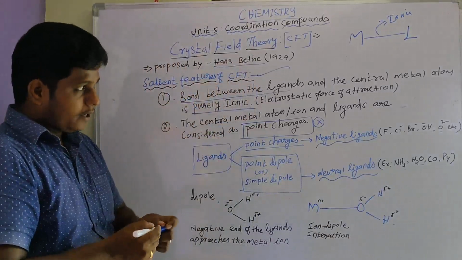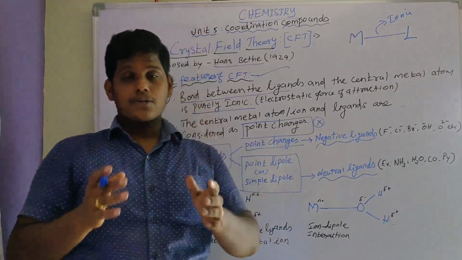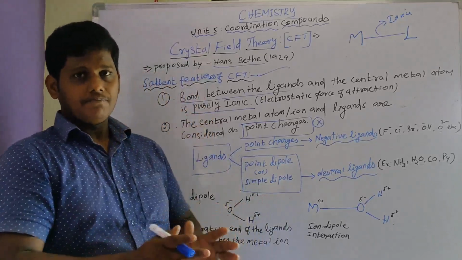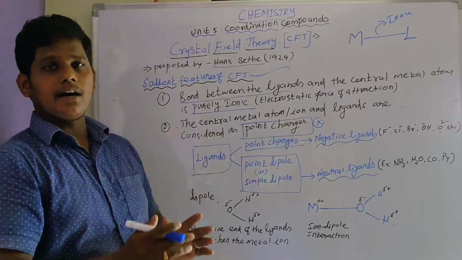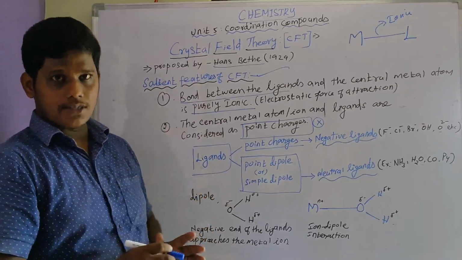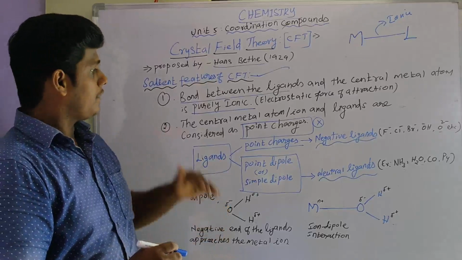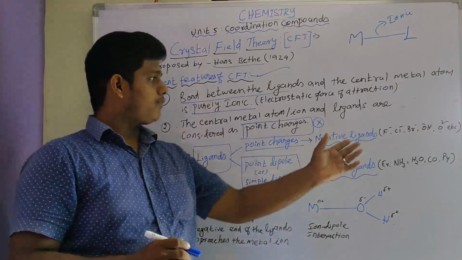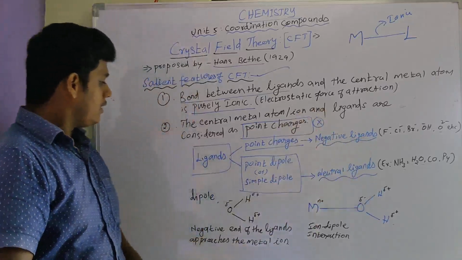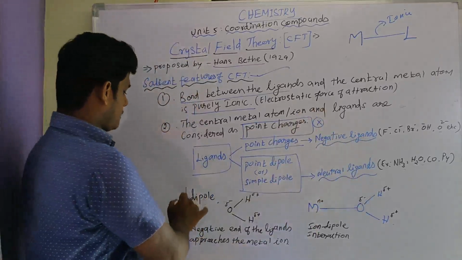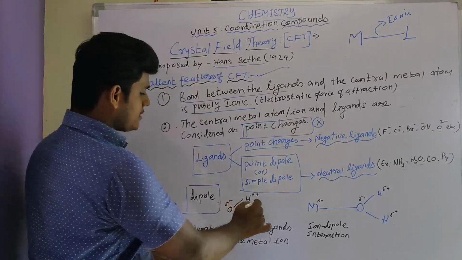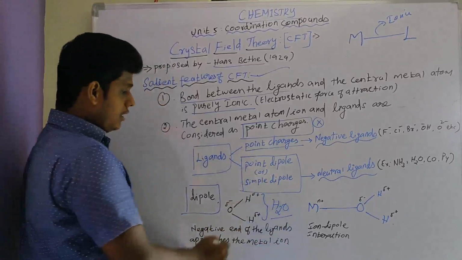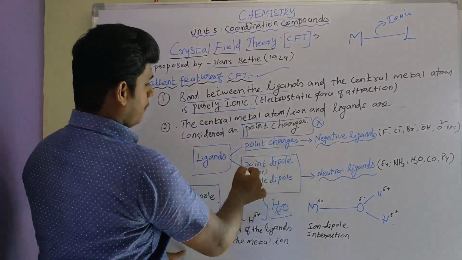The more important points: the first point, the force of attraction between the ligand and the metal forms an ionic bond. Point number 2, the ligand is considered as point charges. Point charges are negative ligands, and neutral ligands are point dipoles. For example, aqua, H2O, is a neutral ligand, and this neutral ligand is also a point dipole.